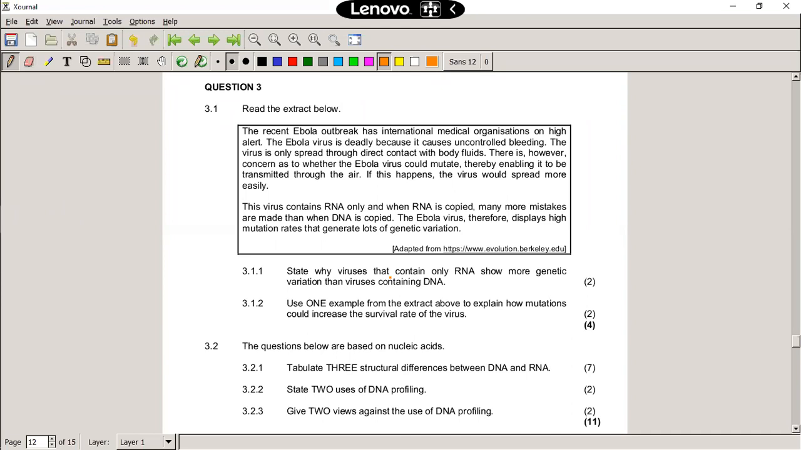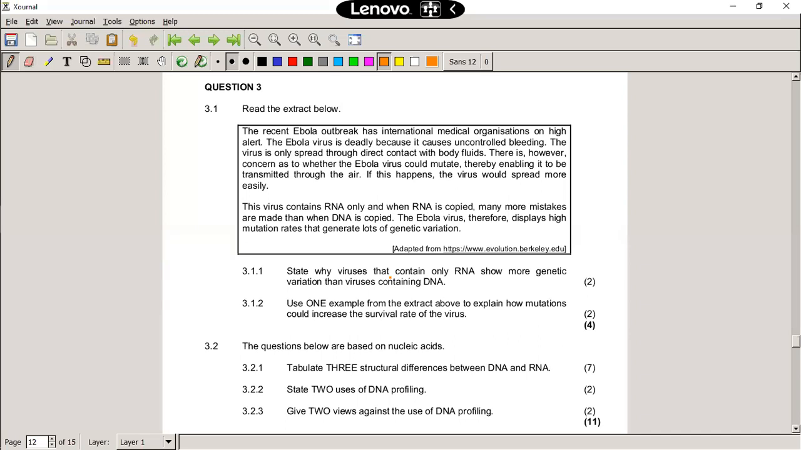3.1.1: State why viruses that contain only RNA show more genetic variation than viruses containing DNA. This is very interesting, because RNA is a single string, and it's easy to adjust a single string when it is being copied. DNA is a double string with complementary pairing, so it's a lot more difficult to initiate mutations, because the two strings are regulating one another. They're double checking one another. There's always a complementary copy checking the copying process the whole time. That's why RNA mutates a lot easier than DNA, which has a double string and not a single string.